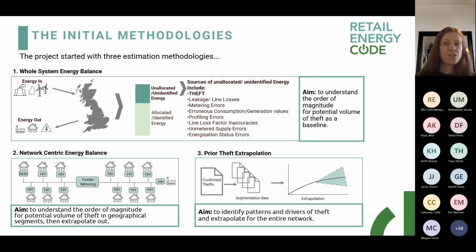We know that energy goes into the system and that it should match the amount coming out. However, there's always a gap, and this is what we call unallocated or unidentified energy, depending on whether you're talking about gas or electricity. Energy that has been used but not allocated to a metering system, essentially. Some of this unallocated energy will be theft, but there are also various other sources, including things like metering errors and energization status errors. Under this methodology, we would be comparing the energy going into the total system against the energy leaving it, then analysing the gap between these two values to establish the sources of error and associated volumes to give a potential volume for theft with a confidence range.